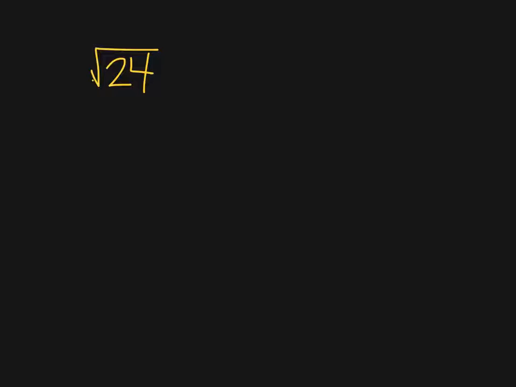Let's start with a simple one, root 24. I know 5 times 5 is 25, but what number times itself makes 24? Not necessarily one I know. However, let's consider the 24 for a minute and write it as a factor. We could make 24 by doing 3 times 8, but neither of those are perfect squares. 2 times 12, neither of those are perfect squares. What about 4 times 6?